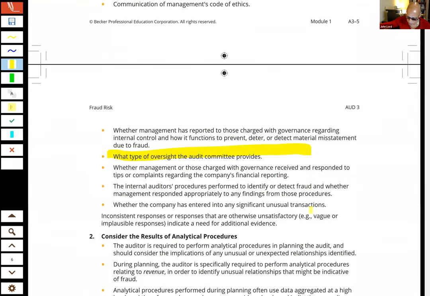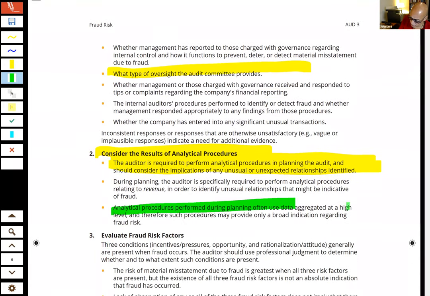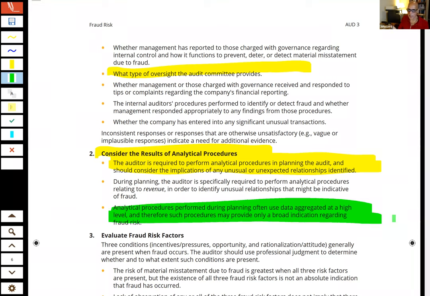Now, consider the results of analytical procedures. Guys, last time we said that we have to do a set of planning analytics and we're looking for unusual or unexpected relationships. Now, here's where the fraud standard kicks in, because we already said you have to do that, right? But now the fraud standard is saying, we've already told you, you have to do a set of planning analytics to see if anything is unusual. Those planning analytics, as we've said, are done at a high level. We said that last time.